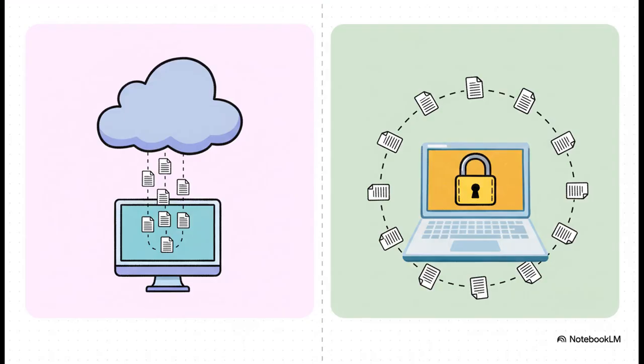On one side of the coin, you have cloud AI. Think ChatGPT. It's incredibly powerful, and it's super easy to get started. You just sign up and go. But what's the catch? All your data, every conversation, gets sent to their servers. On the other side, you've got local AI. This keeps everything 100% on your own machine, giving you total privacy. The problem? Well, historically, the user experience has been, let's just say, a bit rough.